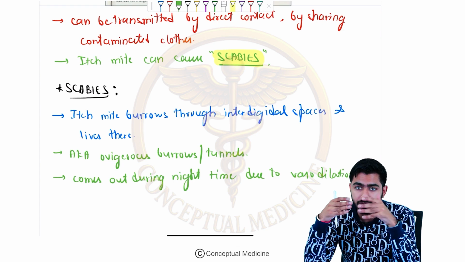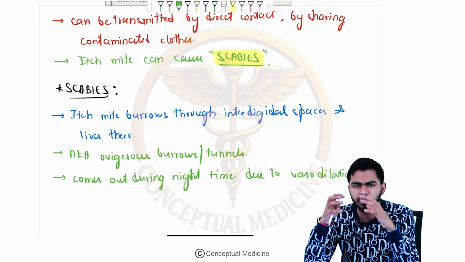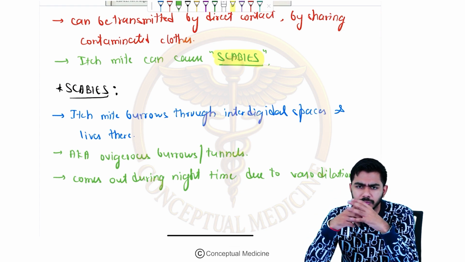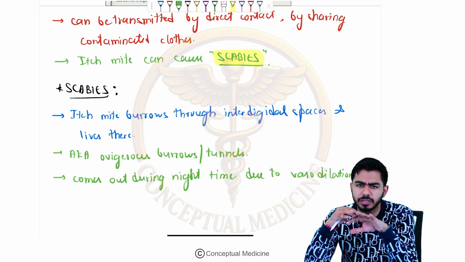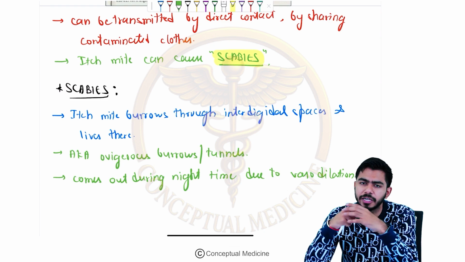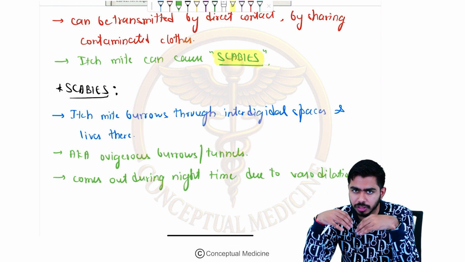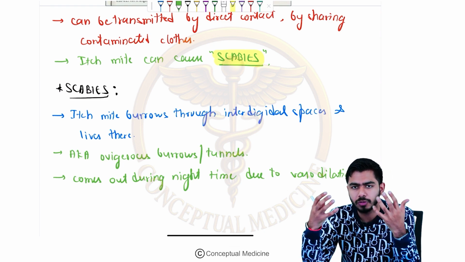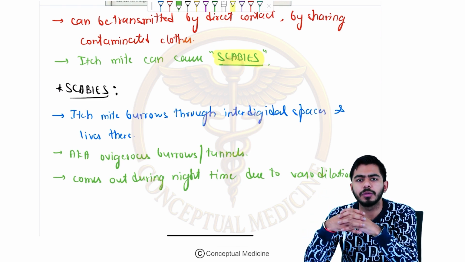The itch mite will actually be coming outside, and the person will have severe itching in whatever areas are affected, for example the interdigital spaces. At what point of time? During the night time. Why is it so? Because of the heat production inside the blanket. Due to the vasodilation, these itch mites will be coming outside.